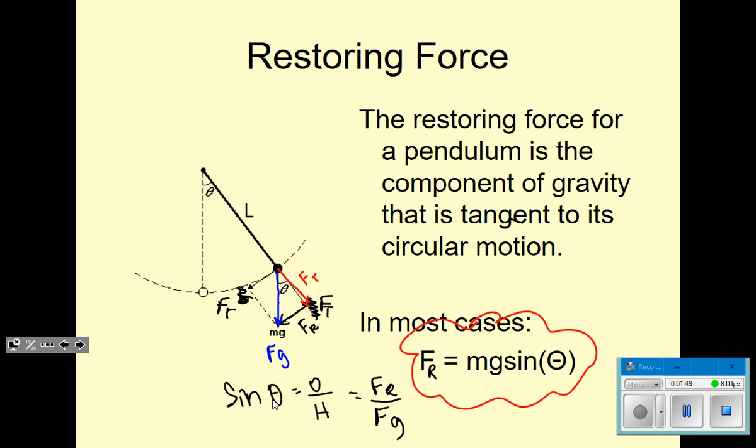So if we use sine theta and we say that opposite is the F of R and the hypotenuse is the F of G, then we can rearrange that equation to say F of R is mass times gravity times the sine of theta, and that will allow us to solve for our F of R. So you need to have this formula, as well as I would go ahead and label this drawing accordingly.